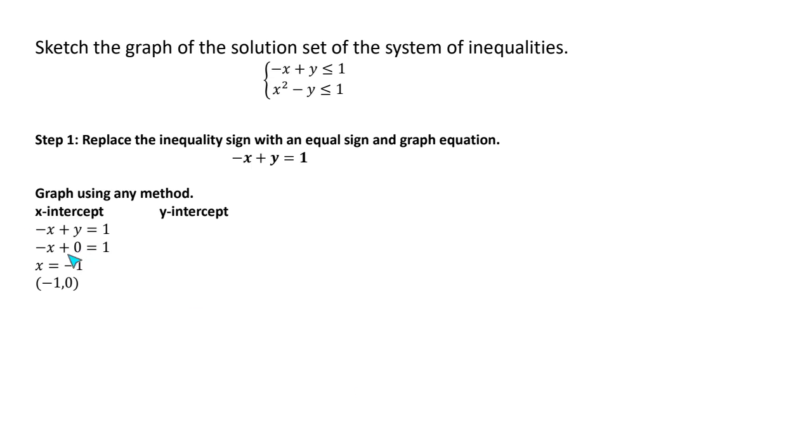So if y is 0, then we get -x equals 1, divide by -1. So x is equal to -1. So my x-intercept is (-1, 0). And for the y-intercept, we let x equal 0, so we end up with y is equal to 1.